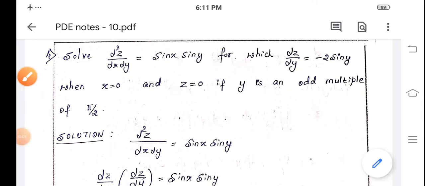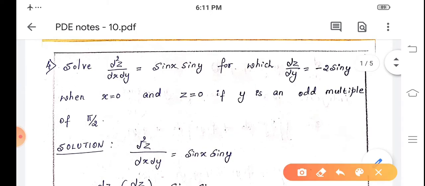Students, in the previous session, we have discussed solution of non-homogeneous partial differential equations. Now, in today's class, we shall continue with the exercise questions on solution of non-homogeneous partial differential equations.